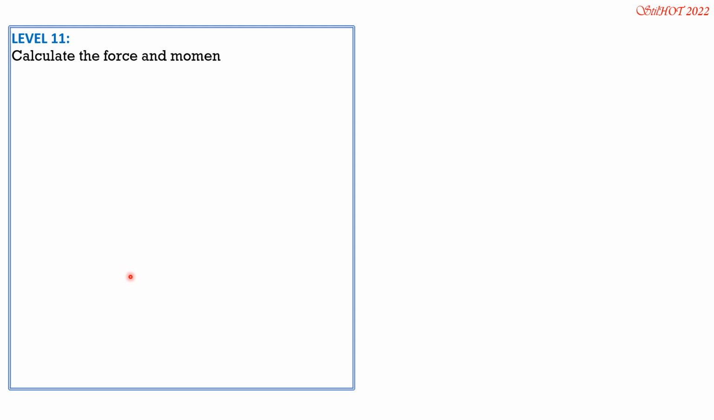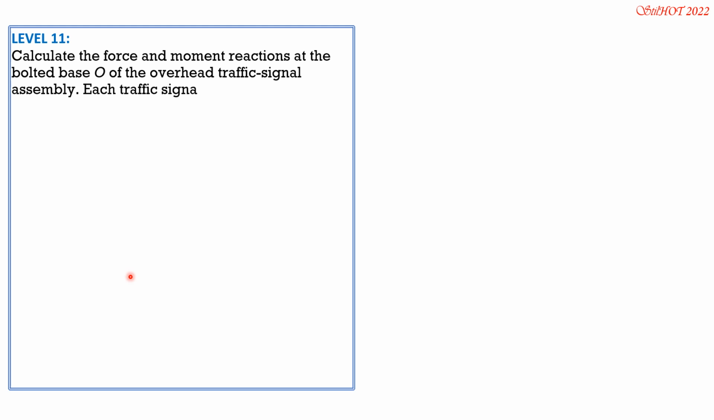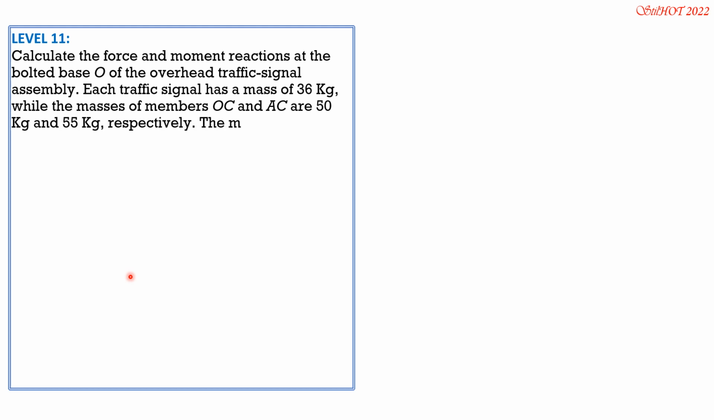Calculate the force and moment reactions at the bolted base O of the overhead traffic signal assembly. Each traffic signal has a mass of 36 kilograms, while the masses of members OC and AC are 50 kilograms and 55 kilograms respectively. The mass center of member AC is at G.